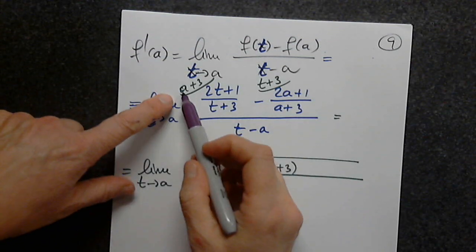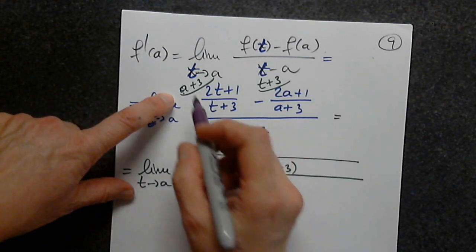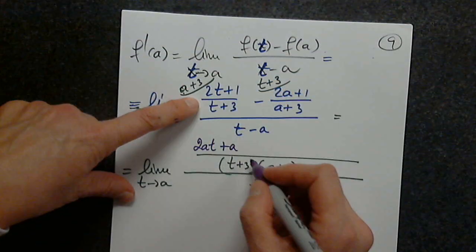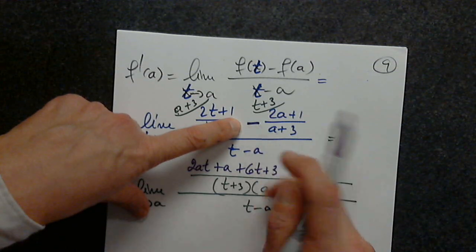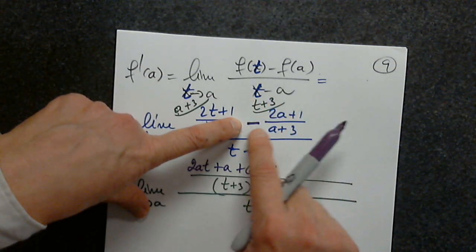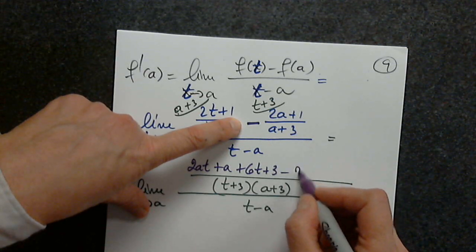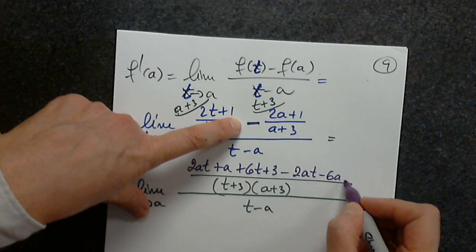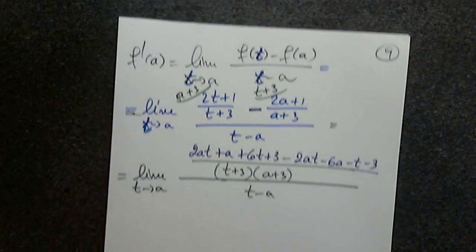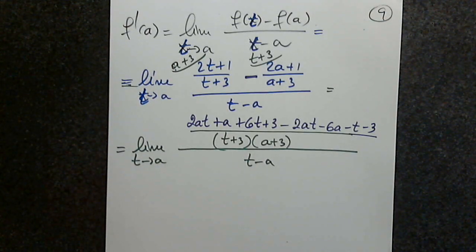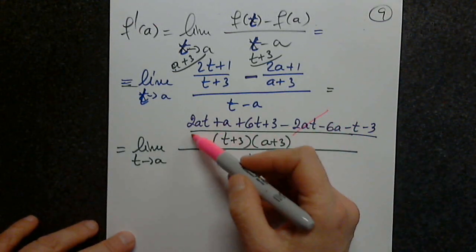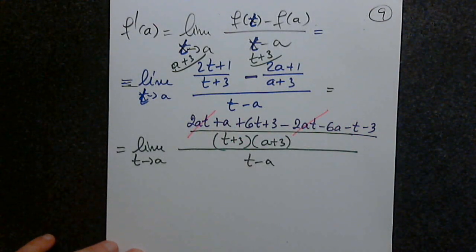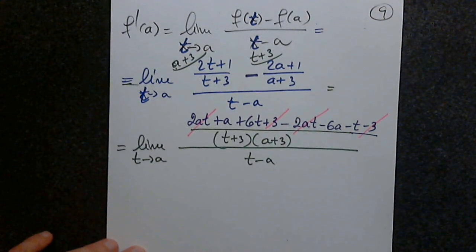So now I distribute: a to 2t gives 2at, a to 1 gives a, 3 to 2t gives 6t, and plus 3. But now very carefully, everything gets a negative sign. Everything is positive, so everything will change sign: negative 2at, minus 6a, minus t, and minus 3. I'm hoping that a lot of terms will go away. And negative 2at with positive 2at, negative 3 with positive 3.